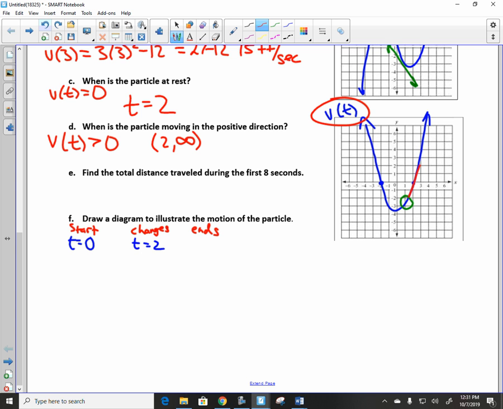At what time are we ending? In this problem, it says we are ending at what time? The total distance traveled during 8 seconds.